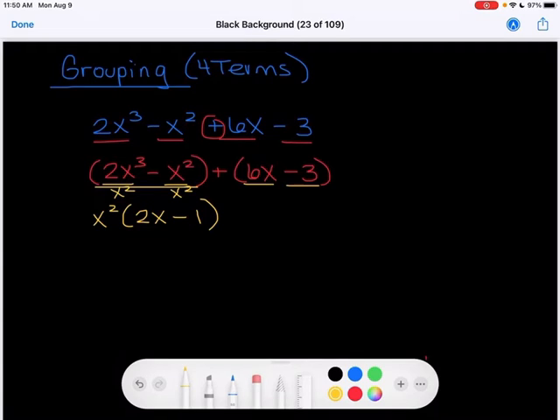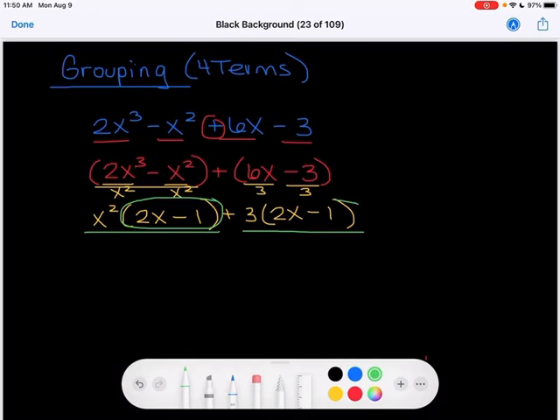All right, now I'm looking at 6x and negative 3. The GCF there is a 3, so I have a plus 3 here, and I need to divide both of them by 3. Well, 6x divided by 3 is 2x, and 3 divided by 3 is 1, so that's minus 1. If this can be factored by grouping, then you'll notice you've got 2 different terms here. You've got this and this. Within each term, we have a common binomial, 2x minus 1.